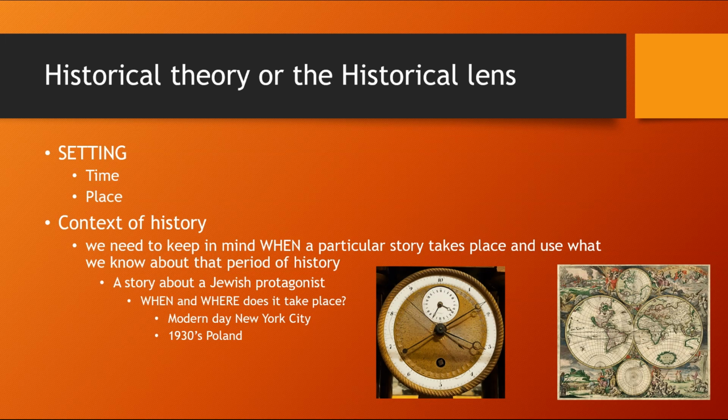Well, what if that story about a Jewish protagonist was taking place in 1930s Poland? You're going to need to really view some important stuff to analyze the story. You're going to need that historical knowledge of what was going on in Poland in the 1930s, right? I mean, a Jewish person was treated very differently in the 1930s in Poland than in modern-day New York, and your knowledge of it is going to be important. That's the historical lens.